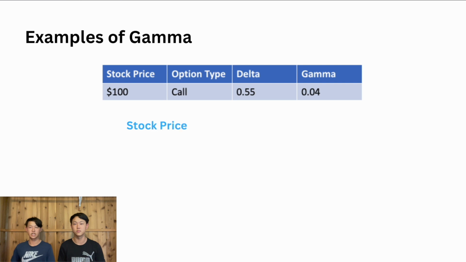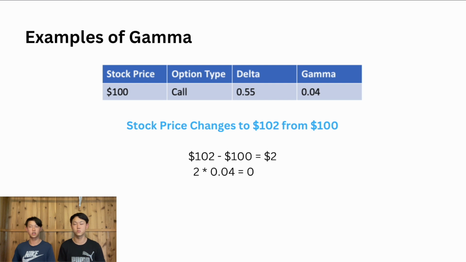Now, let's look at some examples for calls. The call in this example has a delta of 0.55 and a gamma of 0.04. When the stock XYZ moves to $102 from $100, the change is positive 2. Multiplying this with a gamma of 0.04 gives us a change of 0.08. Finally, adding this to the delta of 0.55 gives us a new delta of 0.63.